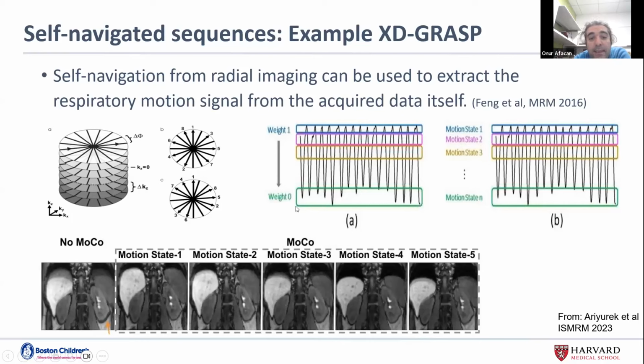You plot the signal from the center of k-space, and it looks like a sinusoidal signal like this. You can assume that this sinusoidal pattern follows the breathing pattern, and you can divide this into motion states. So for example, on the left is a scan with no motion correction. As you can see, as the patient is breathing in and out, the liver is almost in two positions, inhale and exhale. When you divide this into different motion states, you can have almost motion-free images from each state.